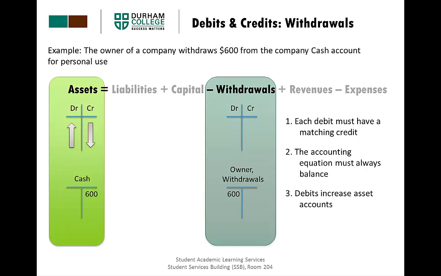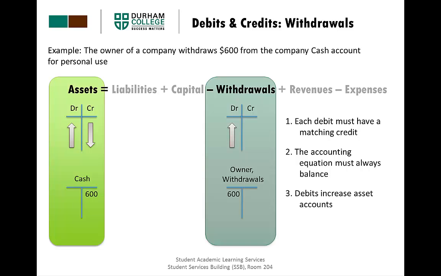Rule 2 states that the equation must always be in balance. We know that the left side of the equation decreased because of the credit. The only way for the equation to balance is for the right side to also decrease. Note that there is a negative sign in front of the withdrawals account type. Whatever the balance of the account is, it is subtracted from the right side of the equation, causing it to decrease.